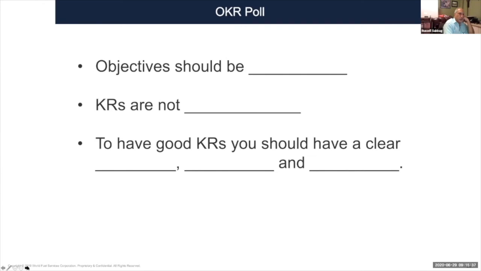Strategy. Yeah, strategy is one of them. And the other two you raised, Russ, you asked me a question about it. Yeah, the vision, mission. So you must have a clear mission, vision, and strategy to have good OKRs.